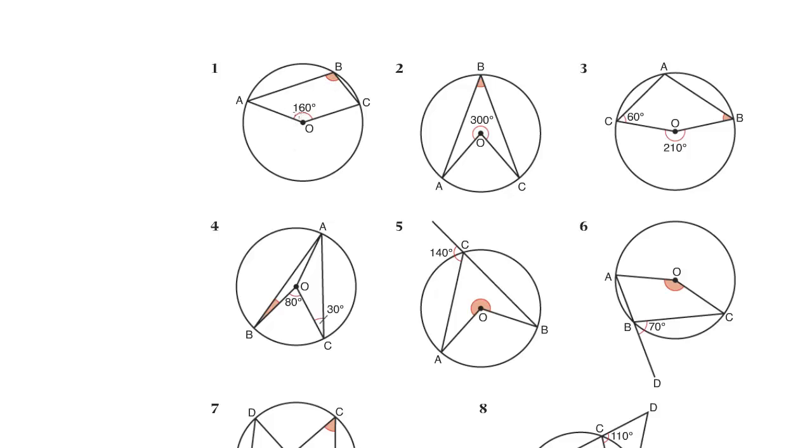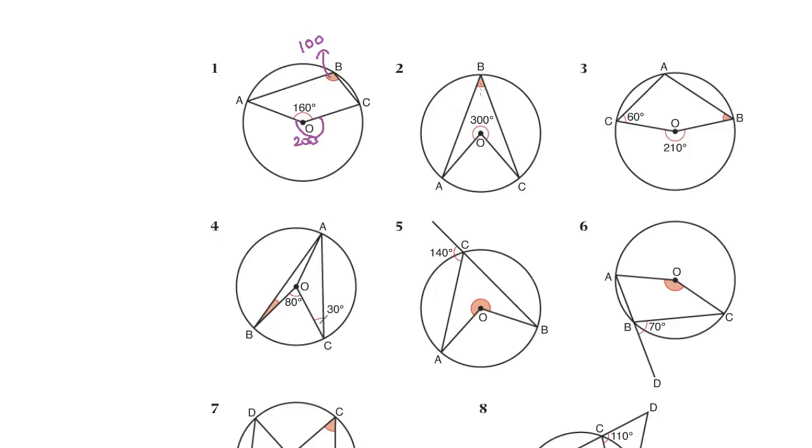So here we have 160 degree. So we can find the other side. 360 degree is the complete revolution. So 360 minus 160 is 200 degree. Now angle at the center is twice the angle at the circumference. So this should be half the angle. So 200 divided by 2 is 100. So this angle is 100 degree.